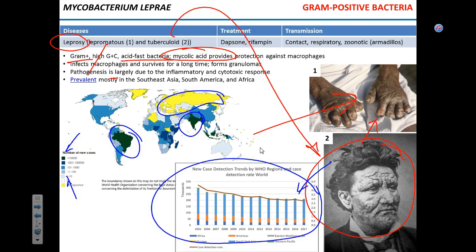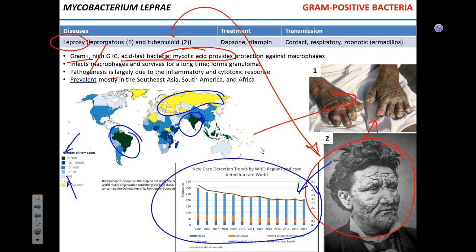As Jacob asked, there are several routes of transmission. There's contact. There's respiratory. Now, leprosy is fairly poorly transmitted, meaning that you need prolonged close contact between infected and uninfected persons, say living in the same house. Does that make sense? If you just talk to someone, you're not going to get leprosy.